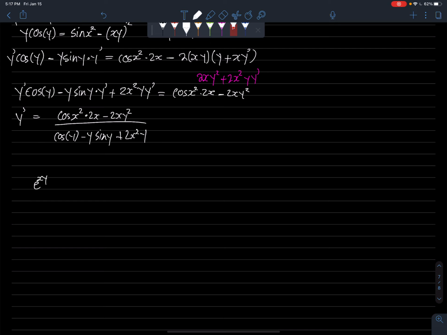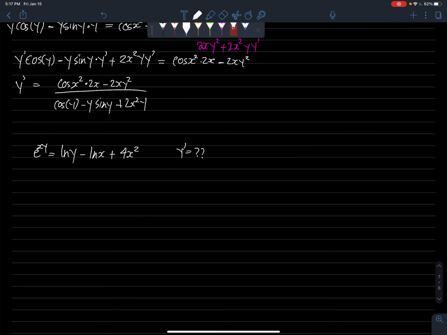E to the xy. Yeah, that should be easy. E to the xy times ln y minus ln x plus 36. Let's make the number smaller. Why so big? For x squared. Okay. So we need to find y prime again, right?